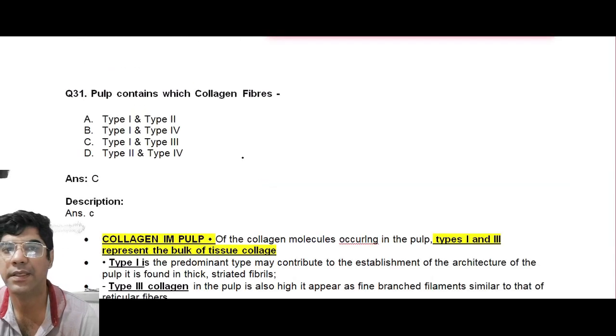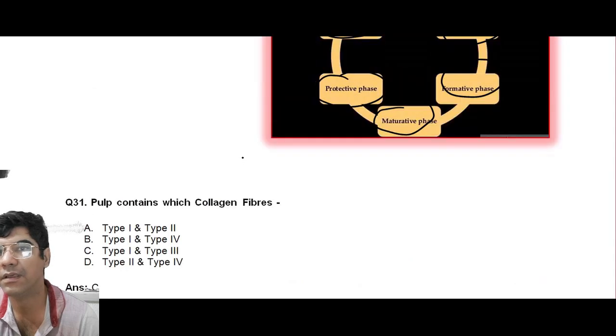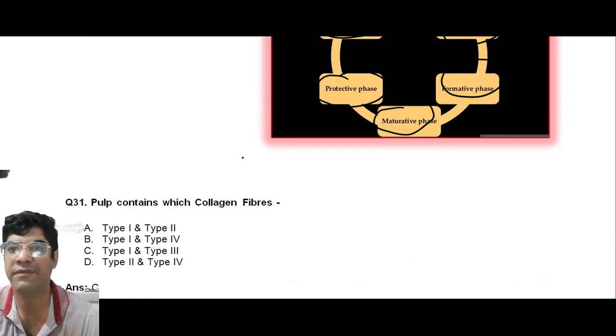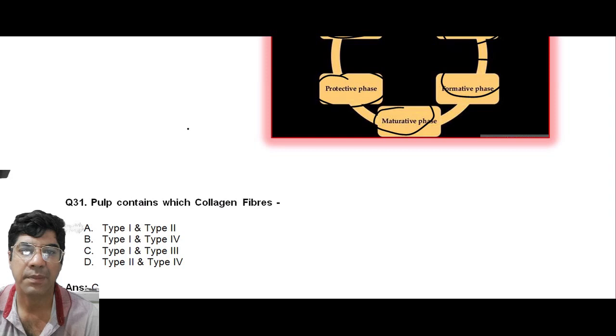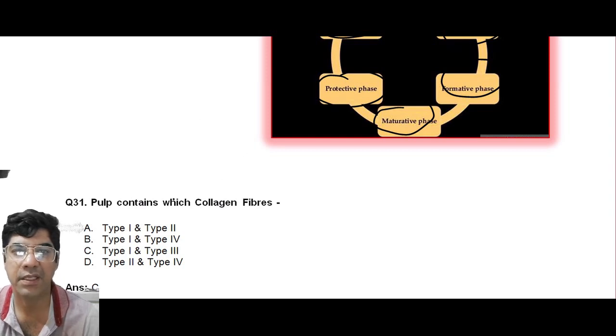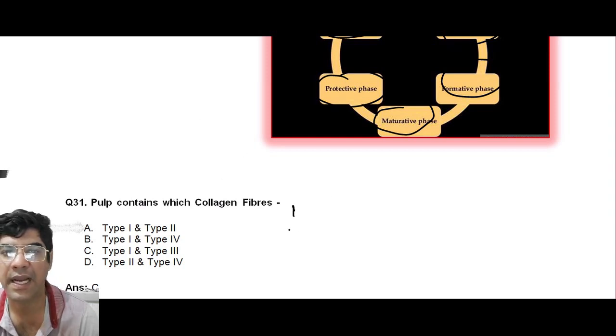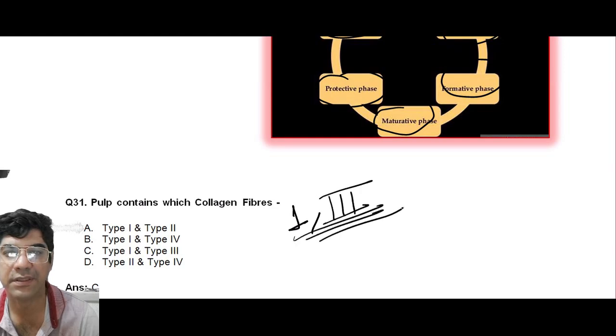The pulp, it contains which collagen fibers? The pulp contains type 1, which is predominant, and type 3 collagen fibers.